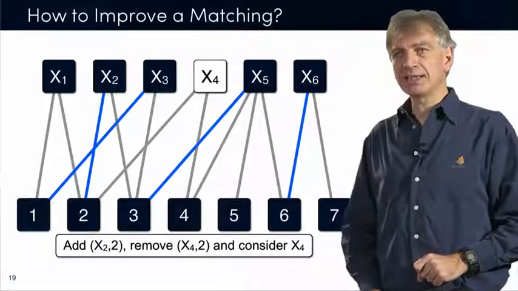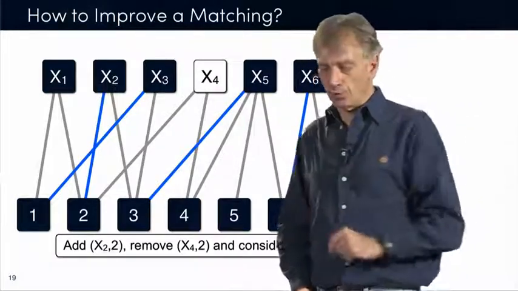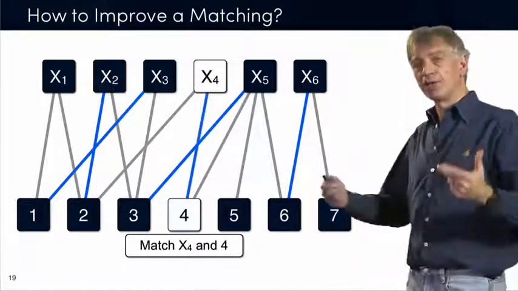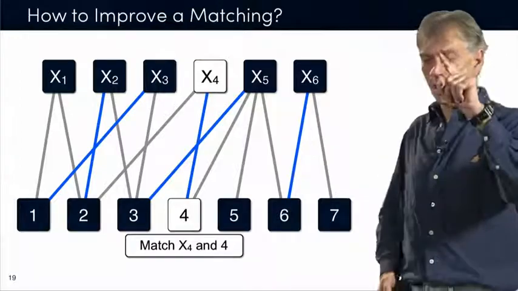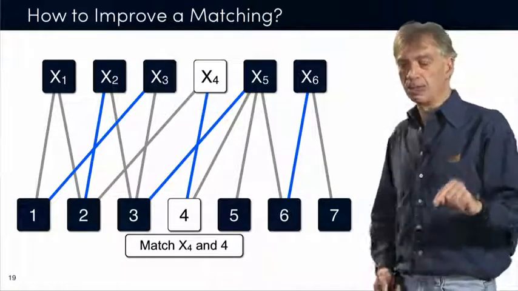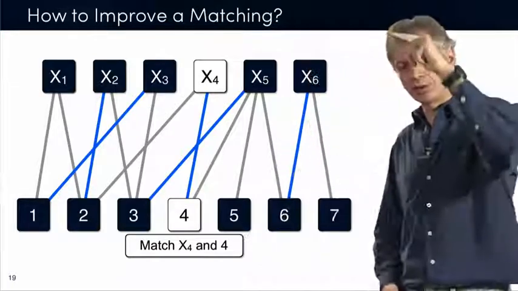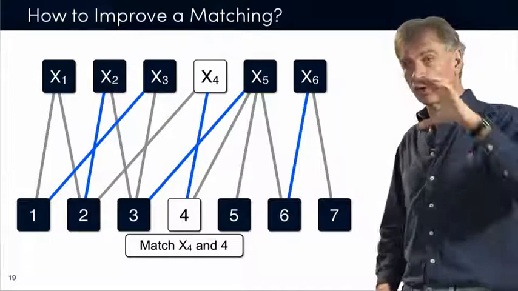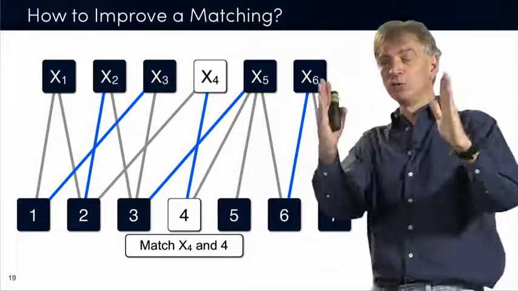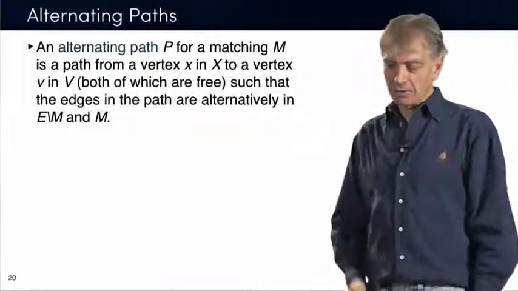What is nice in this particular case is that I can assign the variable x4 to the value 4, and therefore I have an improved matching. So what I did was essentially adding 2 edges, one from x2 to 2, and one from x4 to 4, and I remove only one edge, the edge x4 to 2, which was in the matching before. So I remove one edge from the matching, I added 2 new edges which were not in the matching, so I improve my matching. So that's the basic idea.